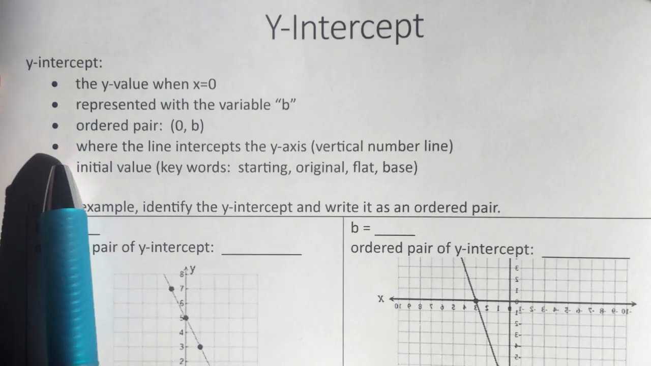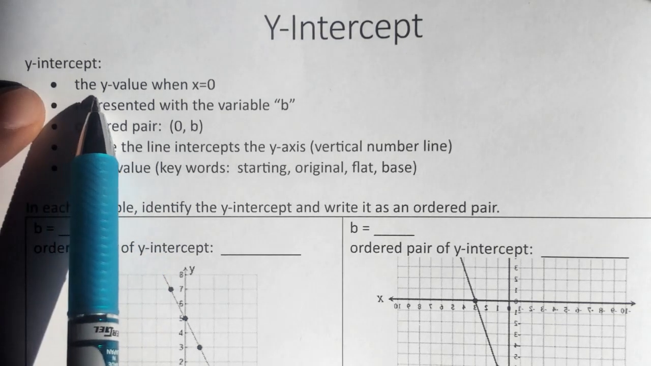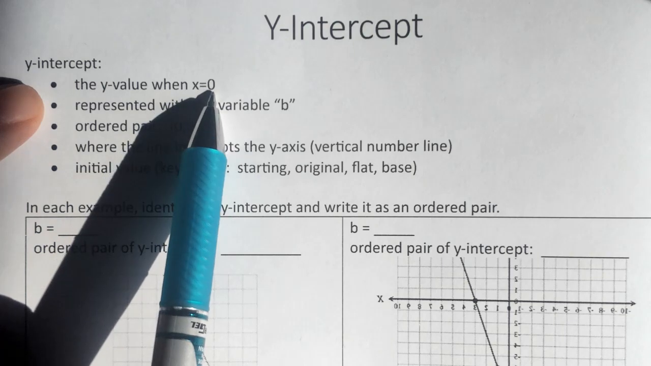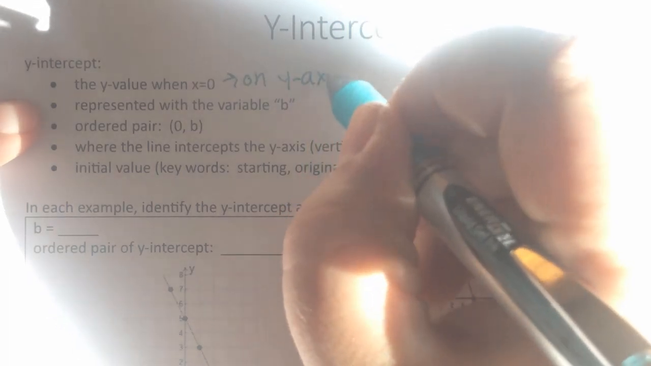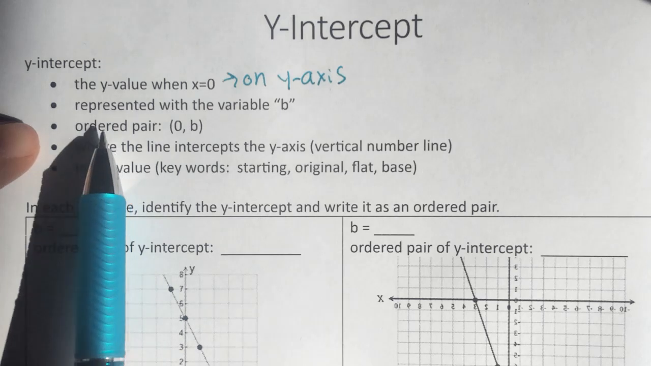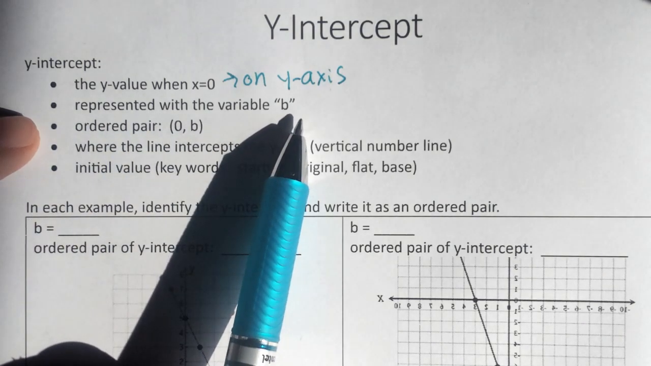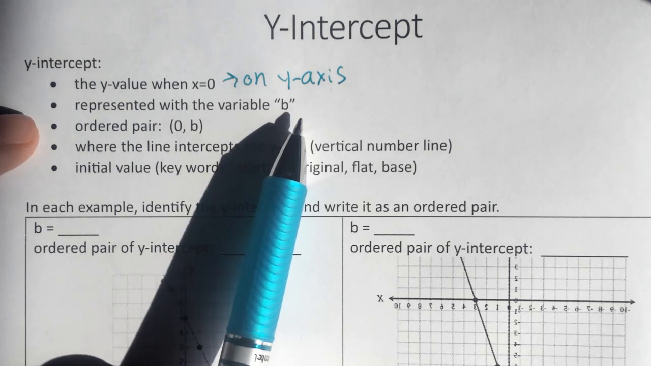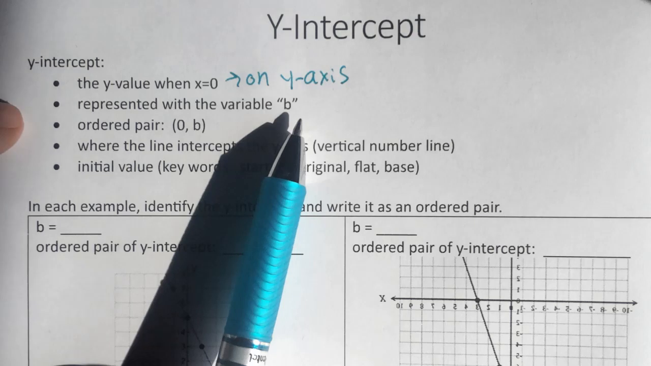The y-intercept has a lot of ways that we can describe it. The y-intercept is the y value when x equals 0. So that would mean that it is on the y-axis. It's represented with the variable b. So if we say b equals a number, we're typically talking about the y-intercept. Of course, you're going to need to look at the context for that.